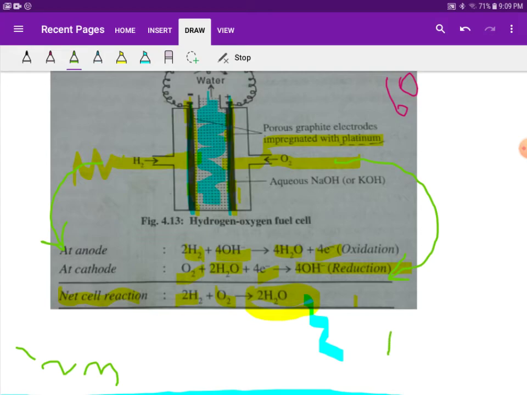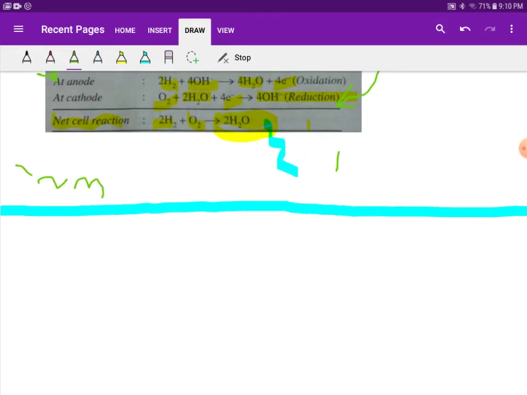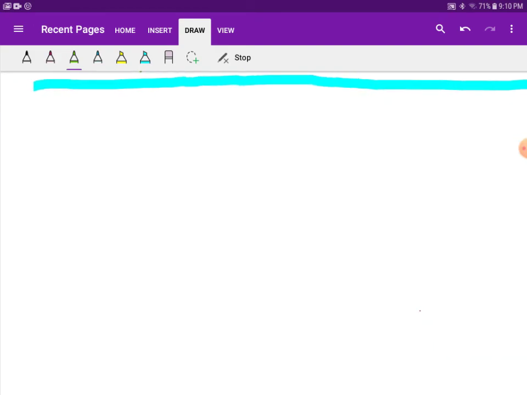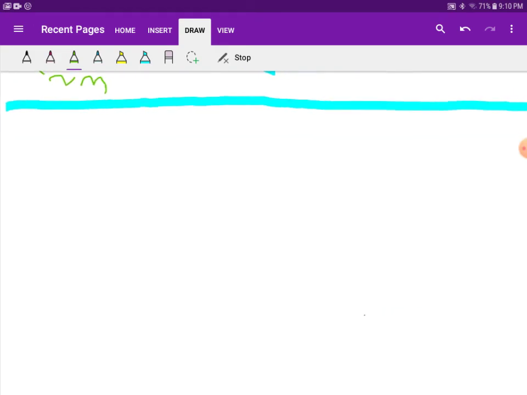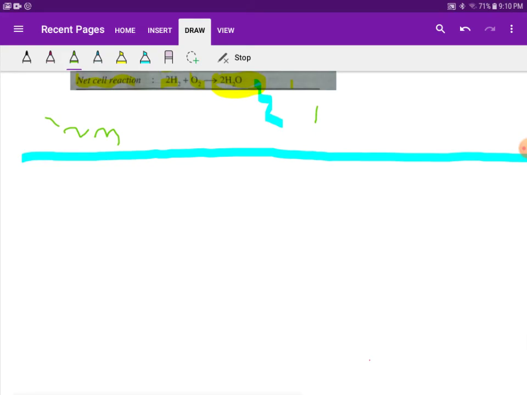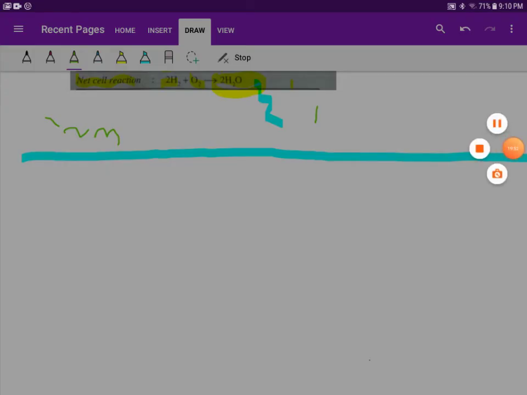Finally, I wish to mention an important point that I forgot to mention earlier, that means about the polarity of the anode and cathode of the two electrodes.